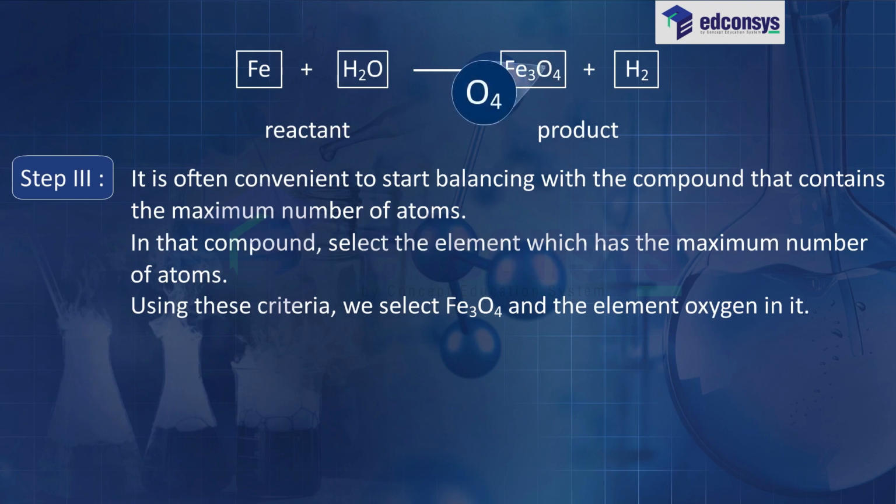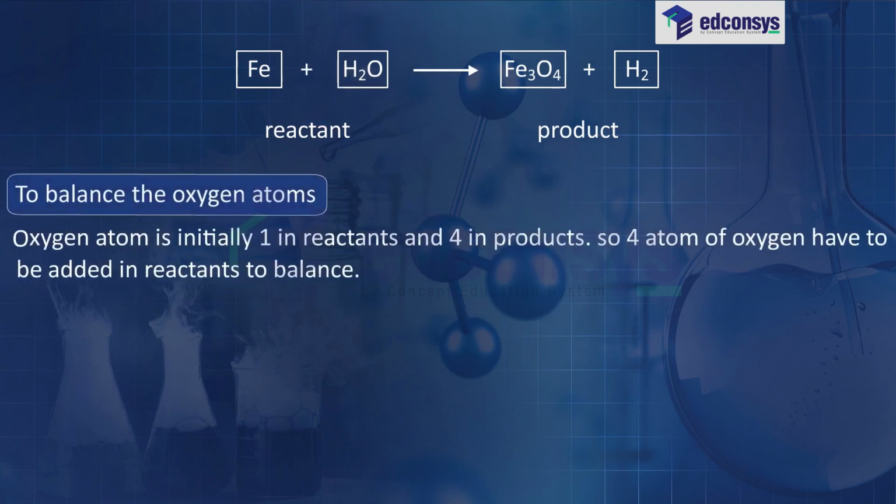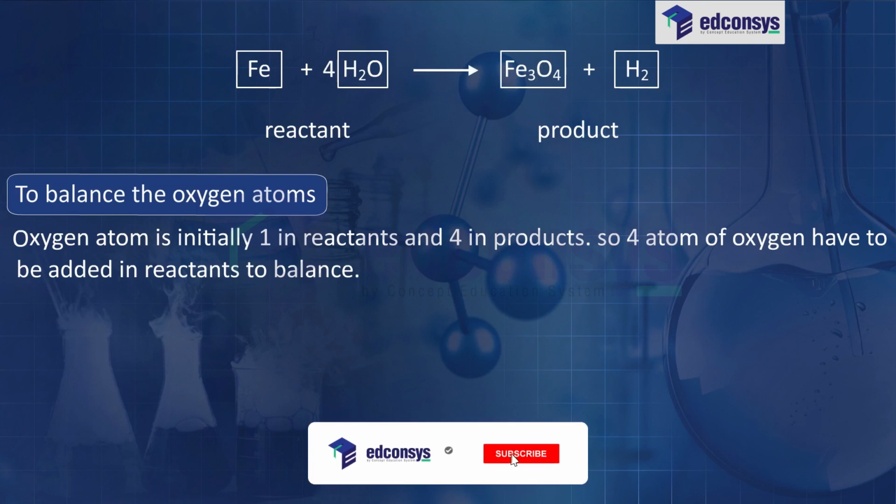There are 4 oxygen atoms on the right-hand side and only 1 on the left-hand side. To balance, the oxygen atom is initially 1 in reactants and 4 in products. So 4 atoms of oxygen have to be added in reactants to balance.